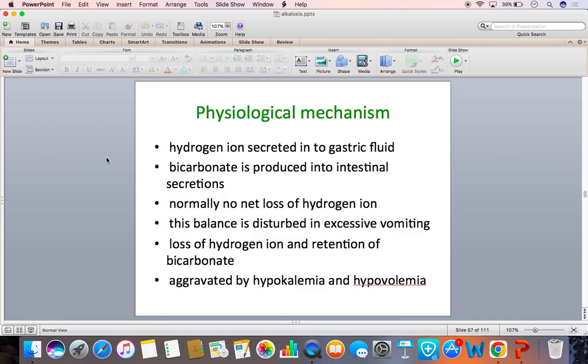Hypokalemia in turn results in the shift of hydrogen ions from the intracellular compartment into the tubular lumen. That aggravates the alkalosis.